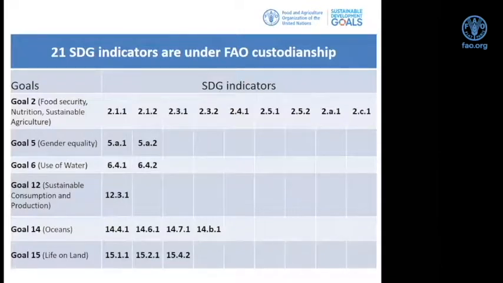FAO is the custodian United Nations agency for 21 SDG indicators and a contributing agency for 5 others, primarily related to the food and agriculture space. In this capacity, we at FAO are supporting countries' efforts in monitoring the 2030 Agenda. The 21 SDG indicators are spread across the following six goals: Goal 2, food security, nutrition, and sustainable agriculture; Goal 5 on gender equality; Goal 6 on use of water; Goal 12 on sustainable consumption and production; Goal 14 on oceans; and Goal 15 on life on land.